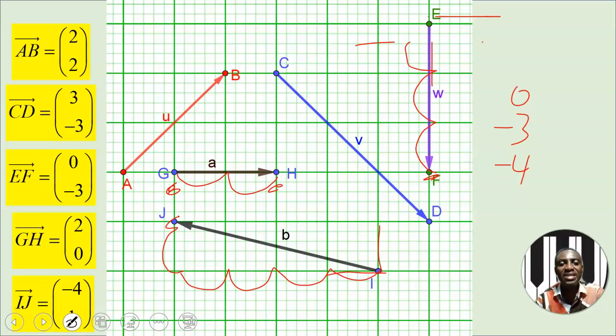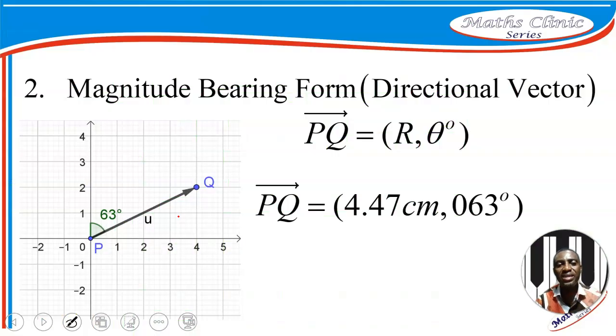Good. So that is how we represent vectors in component form. Our second representation is going to be magnitude bearing form. Remember, in bearings, we studied that bearing is just a direction. And so for magnitude bearing form, or the directional vector, it always comes in the form of (r, θ), where r represents our magnitude and θ represents the direction or the bearing from the North Pole. Remember, we learned that our bearings are taken from the North Pole and we move in a clockwise direction.